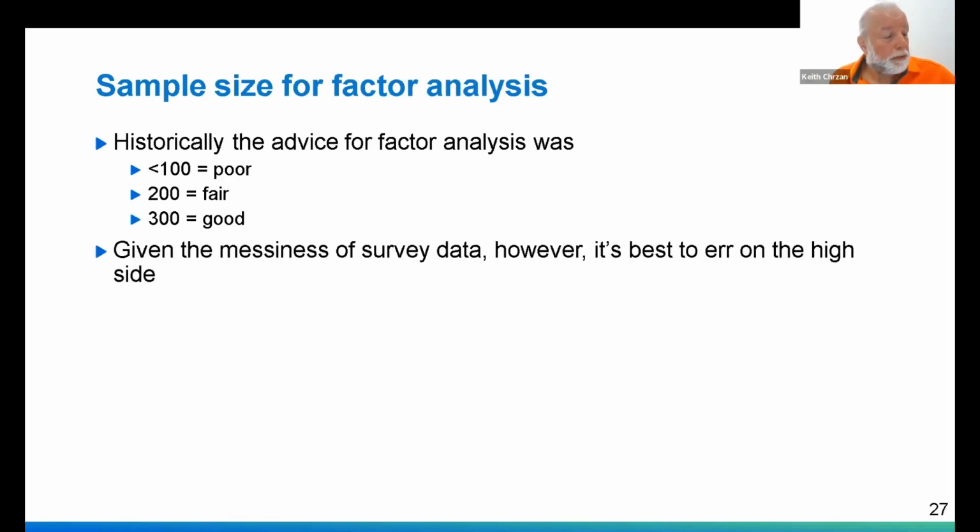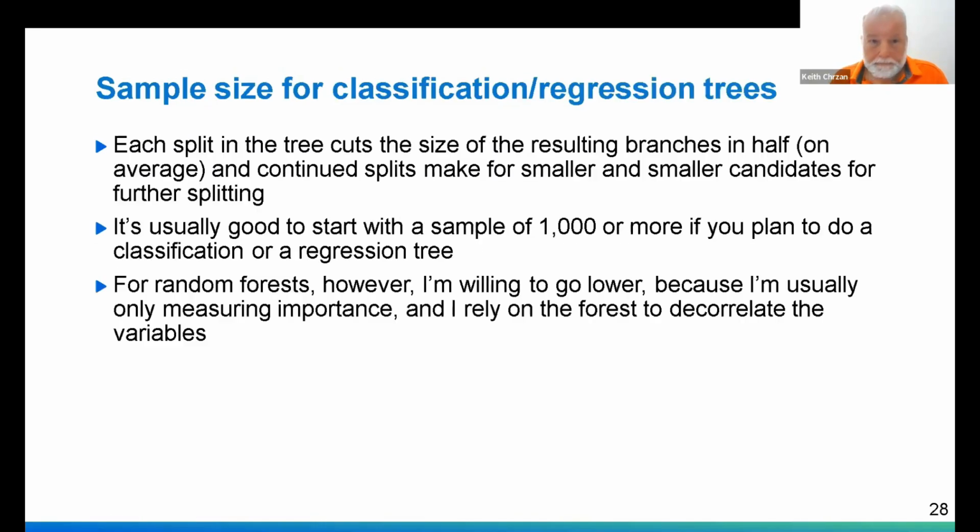For good reasons, a lot of practitioners don't do factor analysis anymore, but it is something I end up doing once or twice a year. And when we're going to do factor analysis, historically, the advice was that if you have a sample size of less than 100, that's pretty poor. 200 is about fair, and 300 is a good sample size. But again, given the messiness of survey data, I still think it's best to err on the high side. And so I would usually shoot for a sample of at least 300 or 400 respondents if I really wanted to have a very reliable factor analysis.